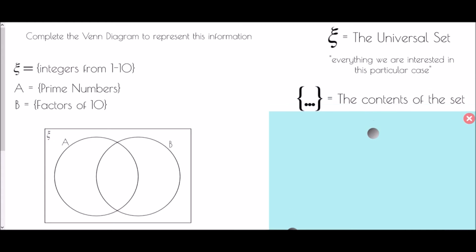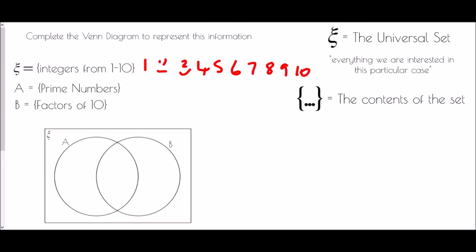You'll see you've got squiggly brackets. Those brackets are used to denote the contents of a set. A set is just a group of values which are related in some way. In our example, we have the universal set, the integers from 1 to 10. The first thing I'm going to do is write down what those numbers are, so I know which values I'm dealing with. So I'm going to have 1, 2, 3, 4, 5, 6, 7, 8, 9 and 10.